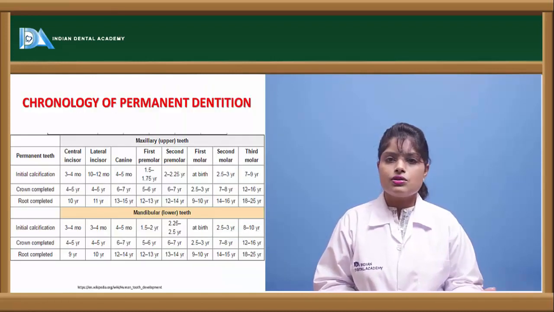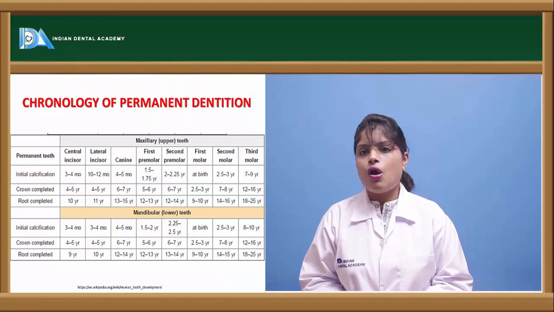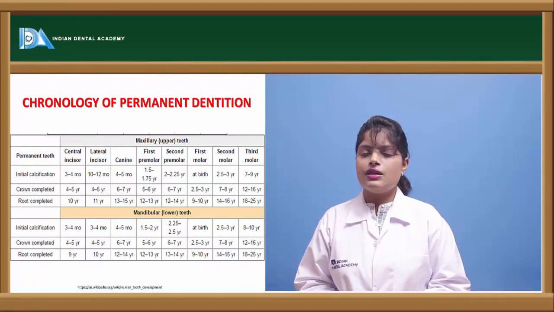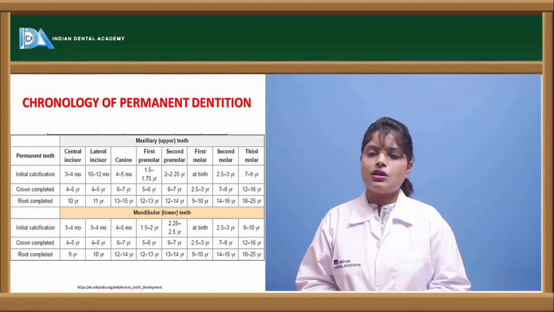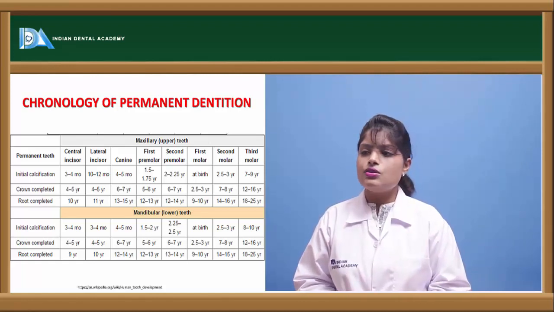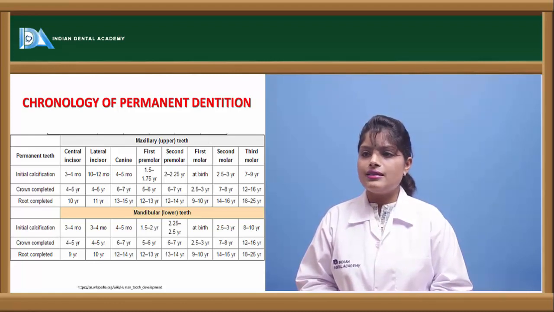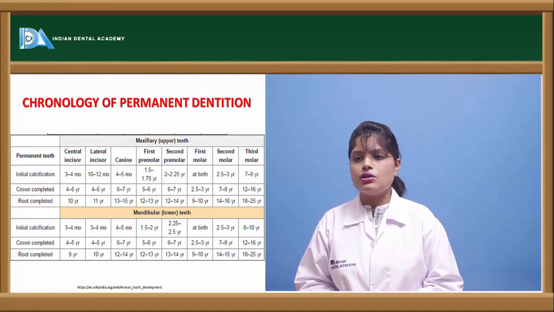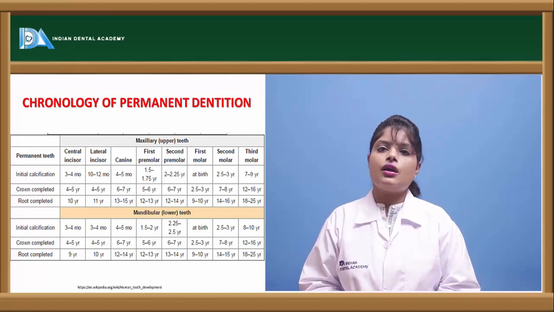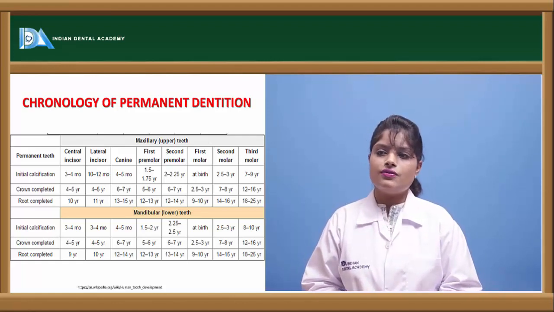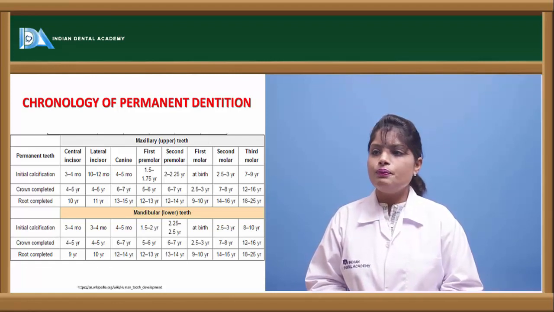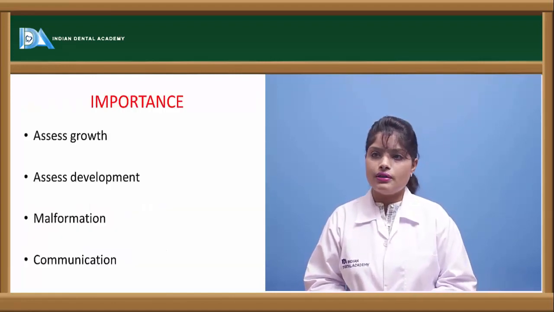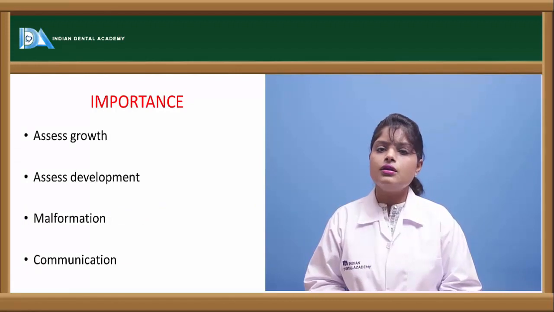So this is the particular chronology of the permanent teeth, in which we can see that the first permanent molar erupts first, around 6 to 7 years of age. Here we can see the chart which denotes the initial calcification, the crown completion and the root completion of the various teeth. So what is the importance of the chronology?